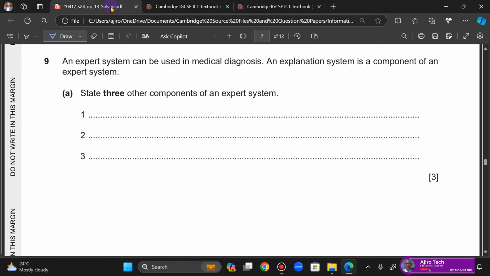Question 9. An expert system can be used in medical diagnosis. An explanation system is a component of an expert system. So this is chapter 6, ICT applications. Under the ICT application, we have the expert system. Now, for the expert system, we have the user interface, the inference engine, the explanation system, the knowledge base and rule base.